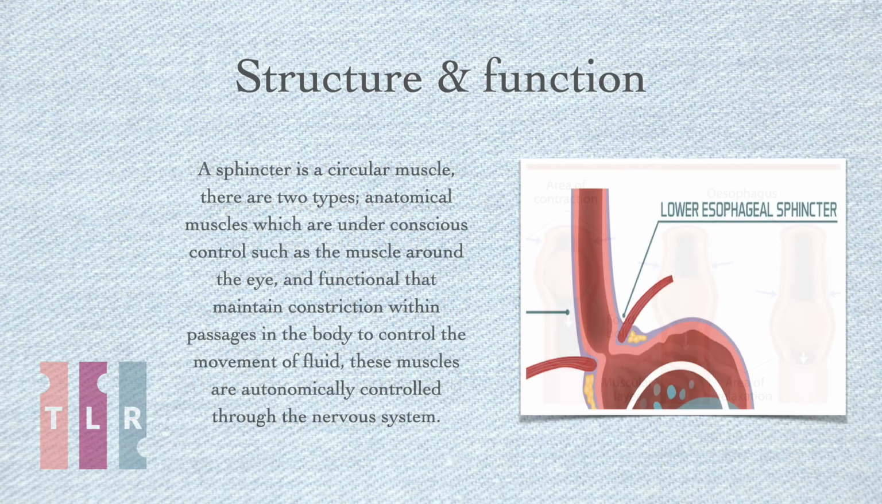A sphincter is a circular muscle. There are two types: anatomical muscles, which are under conscious control, such as the muscle around the eye, and functional, that maintain constriction within passages in the body to control the movement of fluid. These muscles are autonomically controlled through the nervous system.